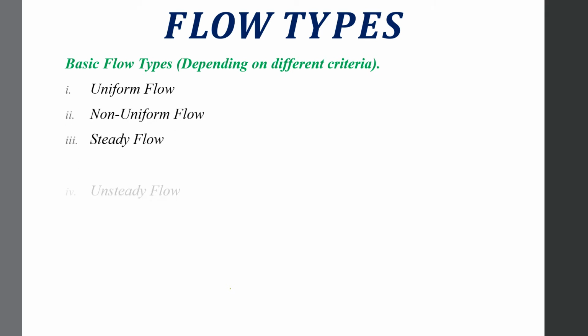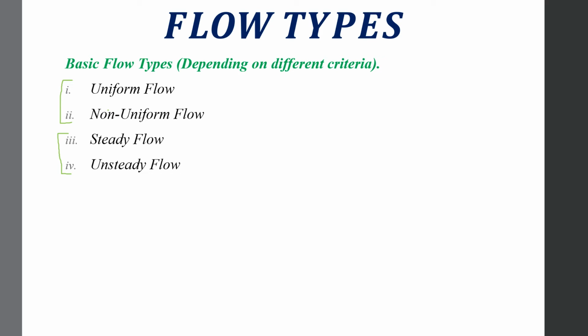Third one is steady. Fourth one is unsteady. Most of the students intermix these things, these steady and unsteady, and uniform and non-uniform. So you have to keep in your mind the basic differentiation between uniform and non-uniform flows, steady and unsteady flows. So I will give you an idea to remember how we can differentiate them easily.